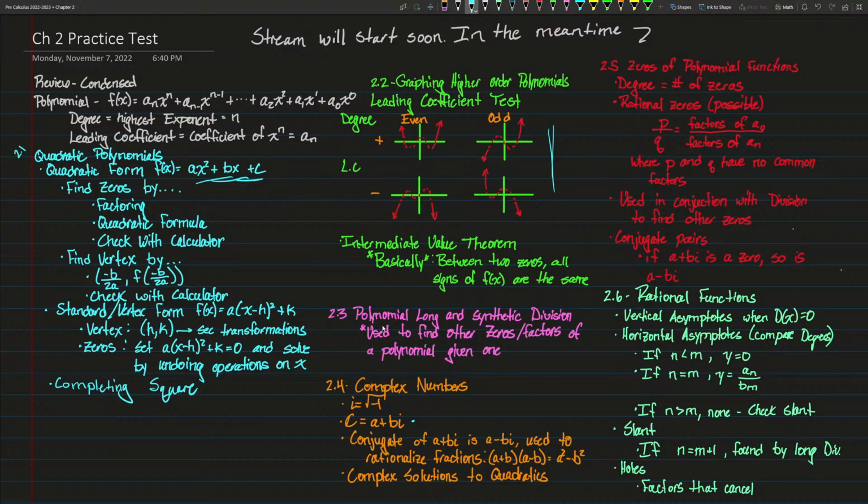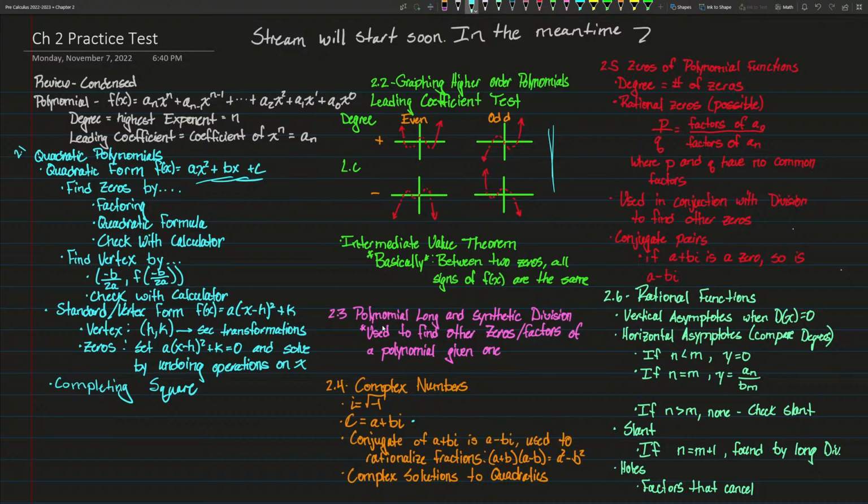The big thing there is that we can write any polynomial as a product of a bunch of linear or quadratic terms. And that degree will tell us how many zeros we can actually find, whether complex or real.